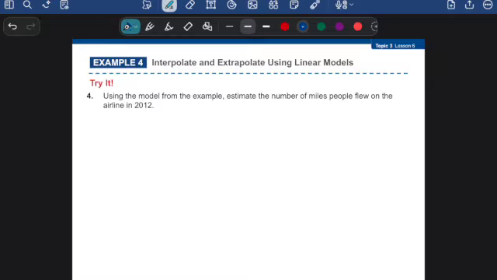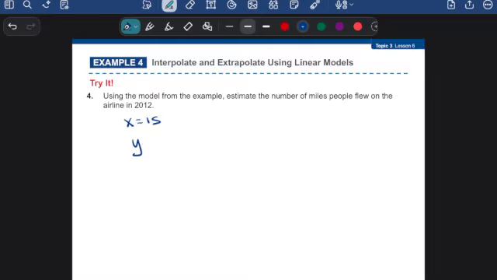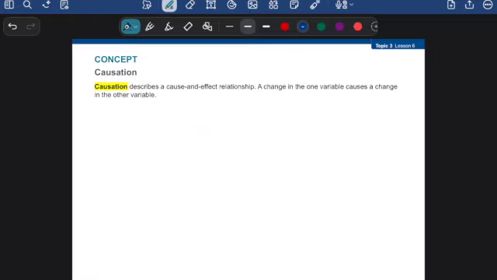So 2012, that is 15 years since 1997, so we're going to plug that into our equation. Y equals 47.83 times 15 plus 2,315.25. We do our calculations, and I'm going to round to a whole number, but we get approximately 3,032 miles in the year 2012.